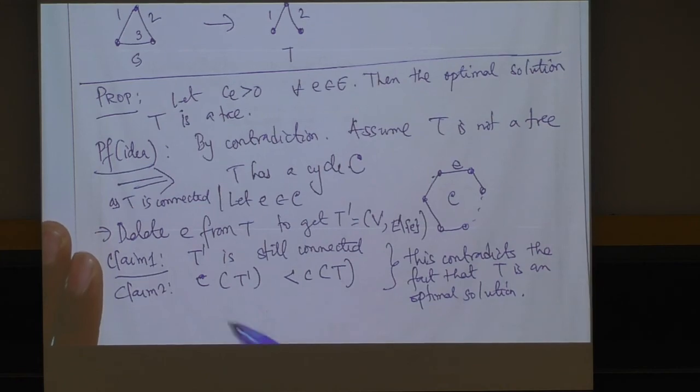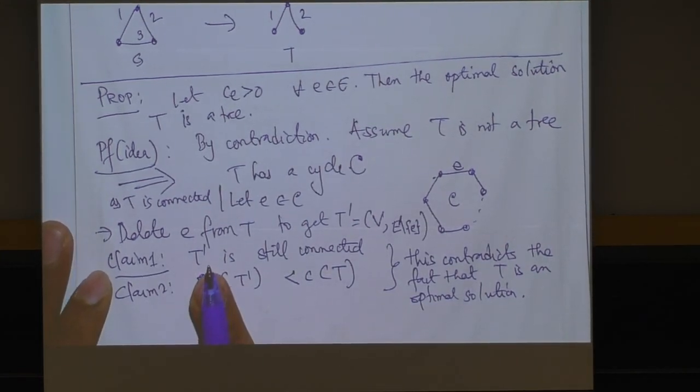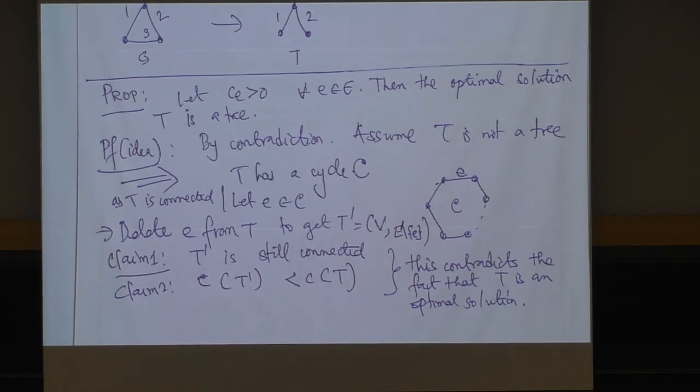So now let's quickly go over the arguments for why both of these claims are true. To see why claim 1 is true, what can go wrong if I throw away an edge? The only thing that can potentially go wrong is there were two vertices that were connected in T, but now suddenly once I throw away this edge, they are no longer connected. If every vertex still remains connected, then I'm fine.